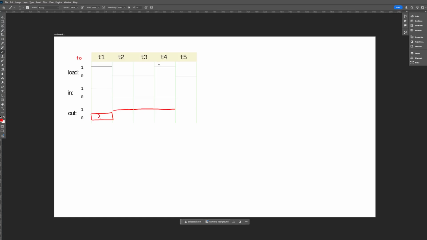So we've asked ourselves, should new data be written? The load says yes. So we take the new data that is given to us by the input, which is 0. So now we take this down and then our output is 0. And that is how a 1-bit register works.